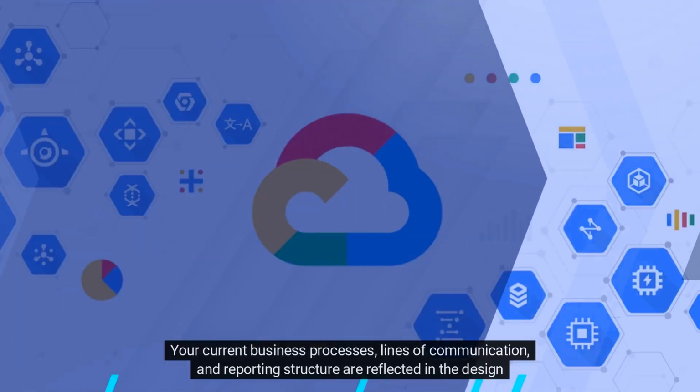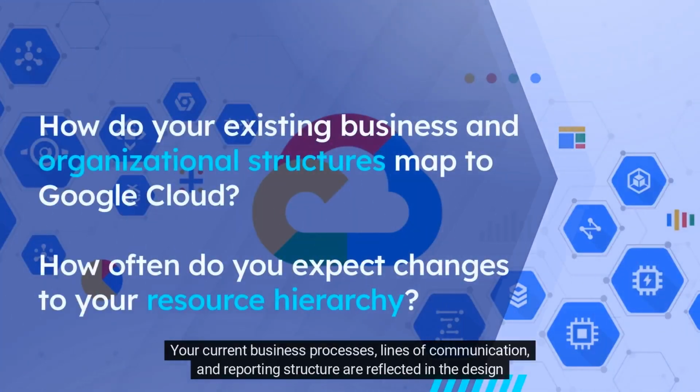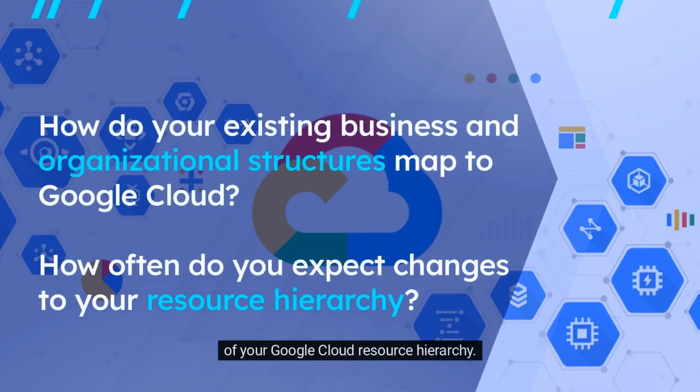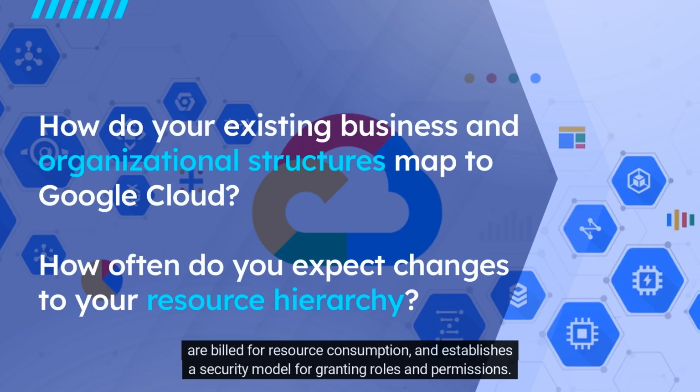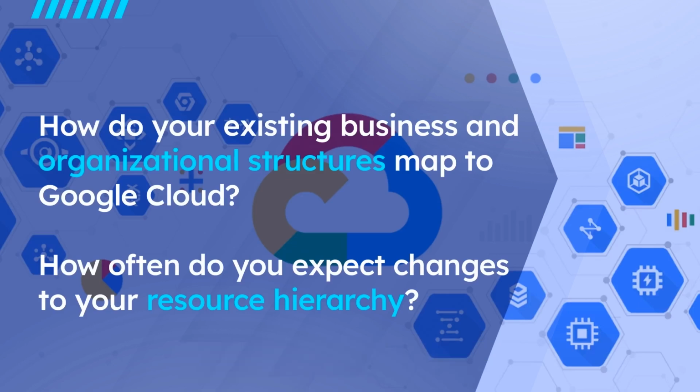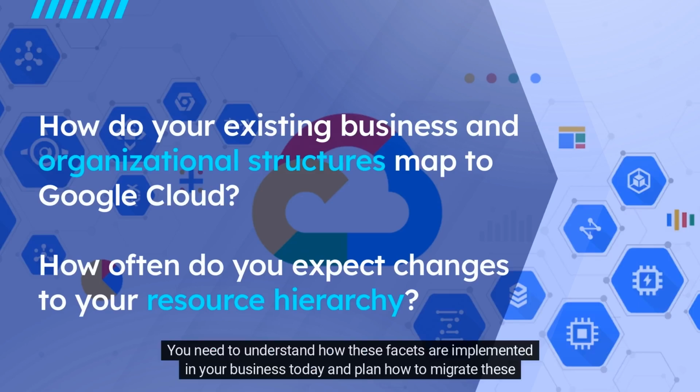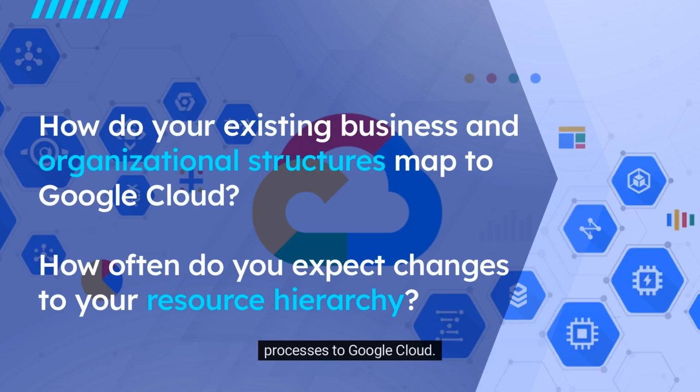Your current business processes, lines of communication, and reporting structure are reflected in the design of your Google Cloud Resource Hierarchy. The resource hierarchy provides the necessary structure to your cloud environment, determines the way you are billed for resource consumption, and establishes a security model for granting roles and permissions. You need to understand how these facets are implemented in your business today and plan how to migrate these processes to Google Cloud.